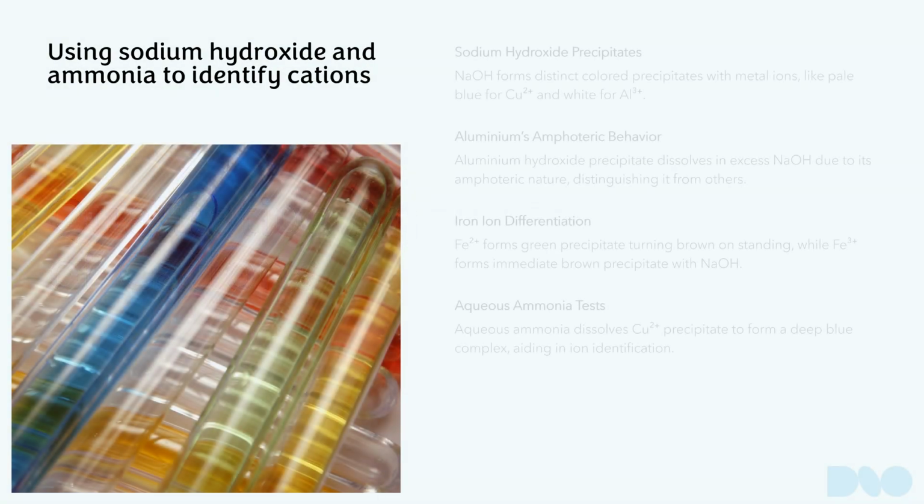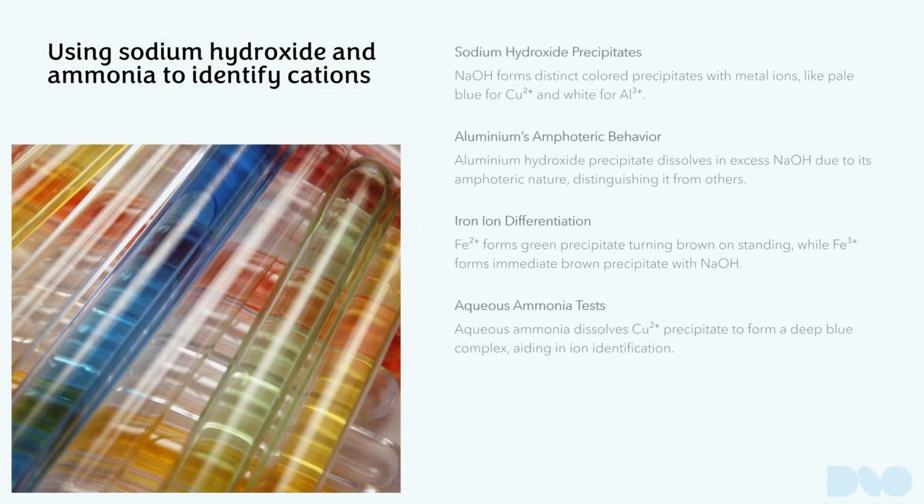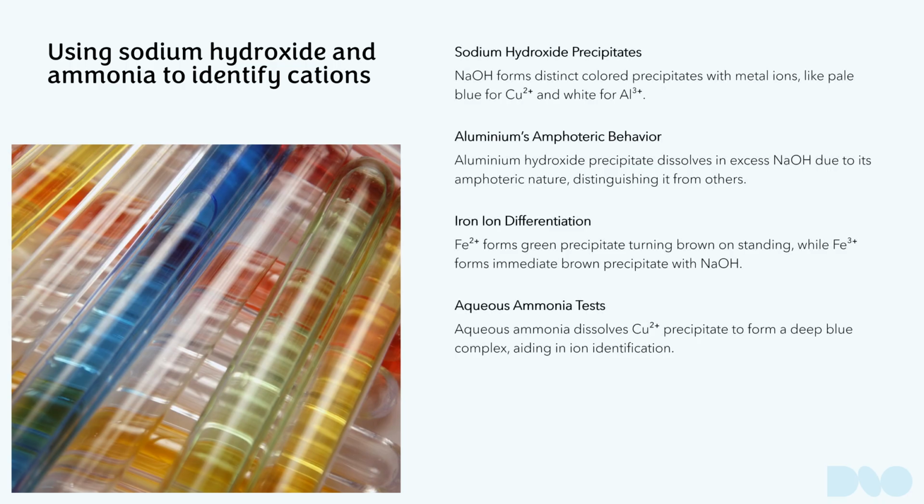Using sodium hydroxide and ammonia to identify cations. Sodium hydroxide and aqueous ammonia are used as reagents to form metal hydroxide precipitates with characteristic colors and solubilities. For example, adding a few drops of sodium hydroxide to a solution containing Cu²⁺ ions produces a pale blue precipitate of copper hydroxide, which is insoluble in excess NaOH. In contrast, aluminium ions form a white precipitate of Al(OH)₃, which dissolves in excess NaOH due to the amphoteric nature of aluminium hydroxide.